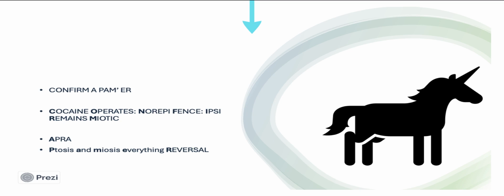Then the A stands for apraclonidine: ptosis, miosis, everything reversal. So you need to know cocaine and apraclonidine are the confirmations. You choose either or. The cocaine eye will remain miotic. The apraclonidine eye will do a reversal. It'll take the small eye and make it big.